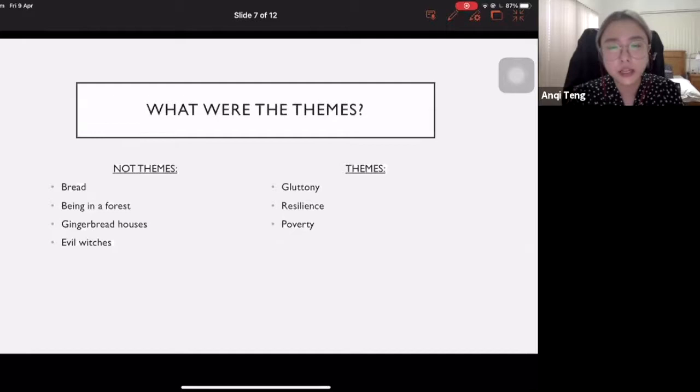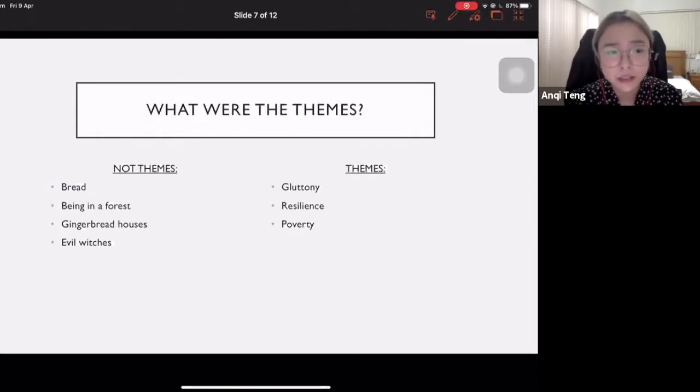If a theme is unique to a text, then as the reader or the audience, we aren't able to resonate well with it because we don't understand it at all. Themes should be things that we have a general understanding of or a general kind of experience with. And that's what helps us analyze and understand them. So what are some of the themes in Hansel and Gretel? There are multiple themes. I've just picked out the top 3.